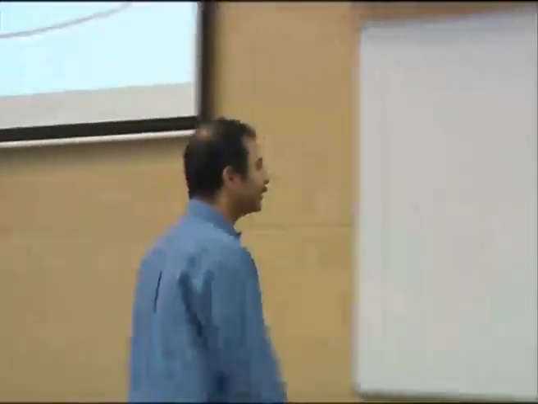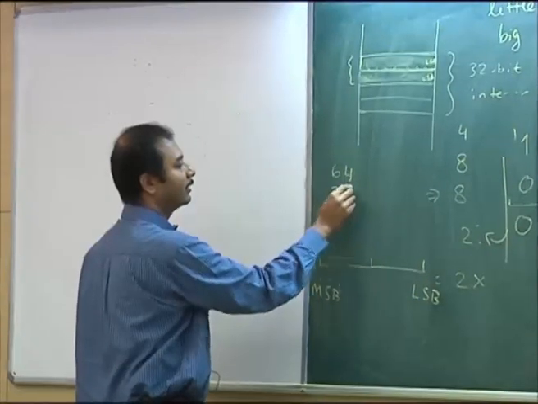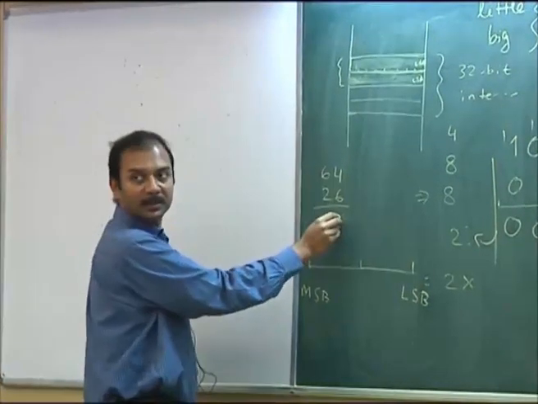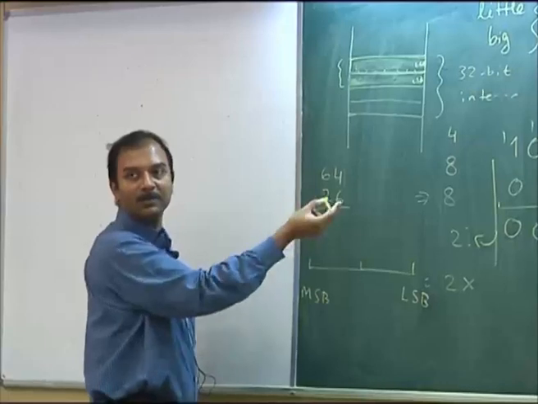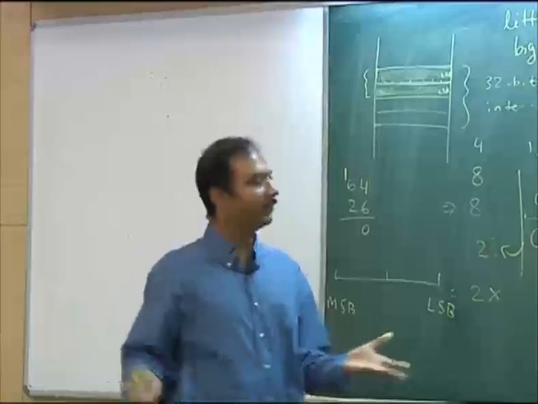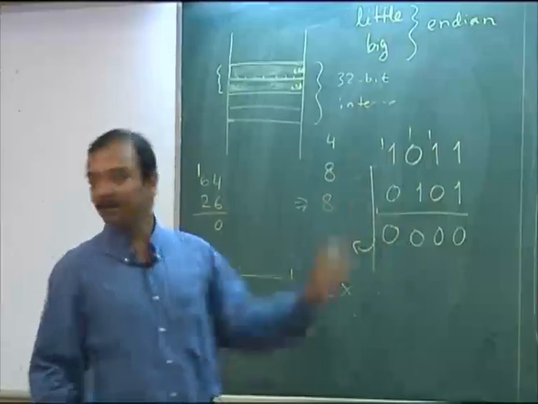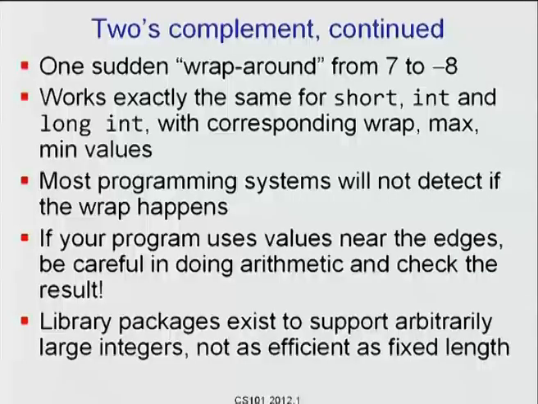So just like in decimal, if I say 64 plus 26, what happens if you add 4 and 6? You get 10. That overflows the last number 9. So you do a carryover here, right? So in binary, there are only 2 possible values. If they add up to 2, you can't write down 2 here. So go to 0 and then you carry over 1. So that's 2's complement arithmetic. It has certain other interesting properties that we'll explore in the tutorial. So there's one sudden wraparound from 7 to minus 8 in case of one nibble, 4 bits.